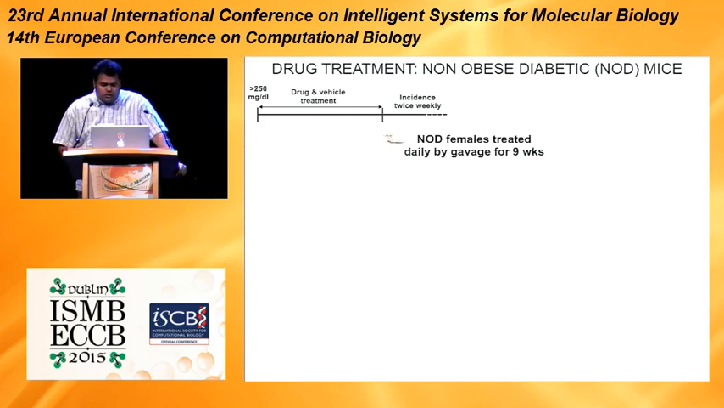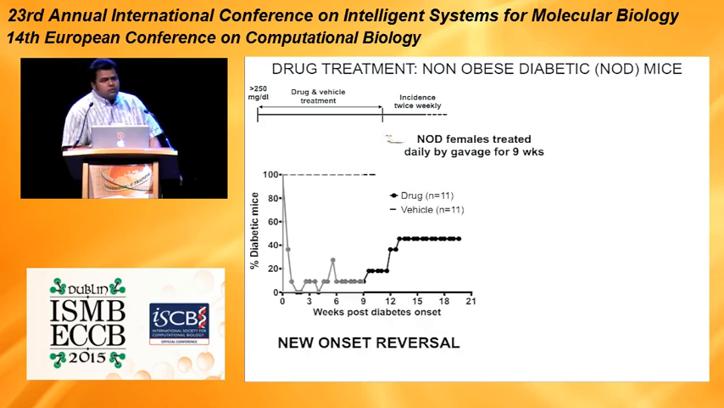So for reversal, essentially, the mice were NOD female mice which were treated daily for 9 weeks, and they were treated when diabetes started, which was 2 readings of 250 for the glucose, and for 9 weeks they were treated, and this is the result.